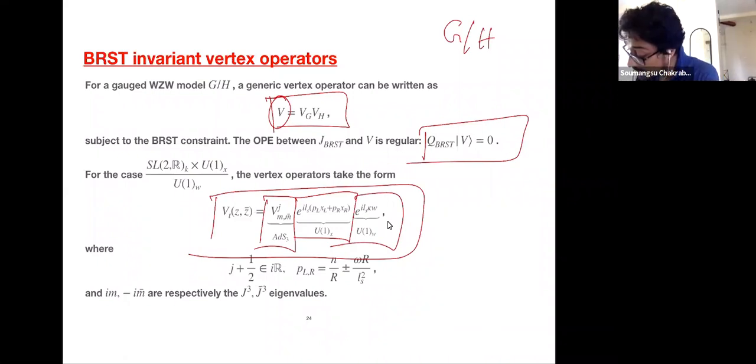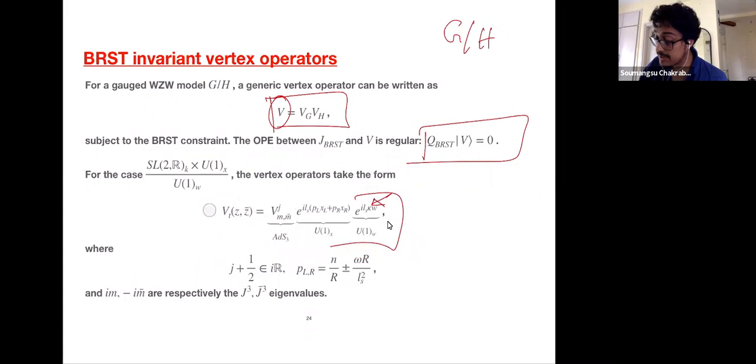Since the denominator U(1) is non-compact, I have only one momentum kappa, not kappa left and kappa right. And p_left and p_right, we know that they are given by this n over R plus or minus omega R over L squared, and these m's are the J3 eigenvalues because of this Lorentzian AdS3, Euclidean AdS3. There is an annoying factor of i here that doesn't appear in Lorentzian, but it appears in Euclidean.